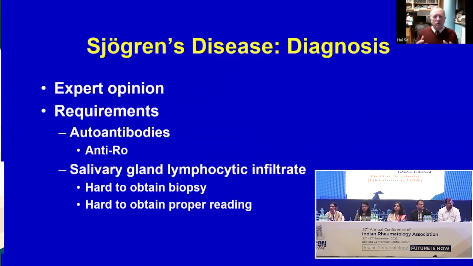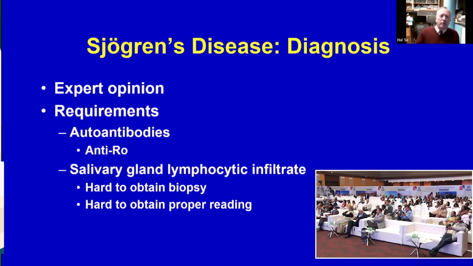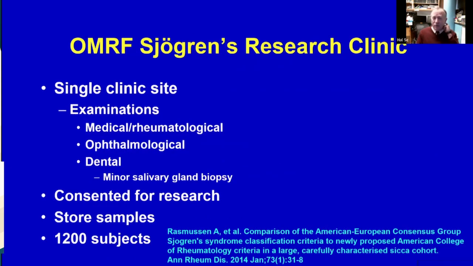And so, as I said, clinical diagnosis requires autoantibodies or the biopsy, but the biopsy is hard to obtain, and it's also hard to obtain the proper reading even if you do get a biopsy. But we do get biopsies routinely. We run a clinic for evaluation of patients with sicca. In a single clinic site, in a single visit, patients get a medical rheumatological examination either by me or Astrid Rasmussen. They get ophthalmological evaluation and a dental exam that includes a minor salivary biopsy in almost every patient.